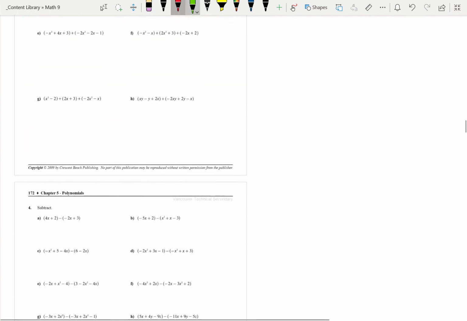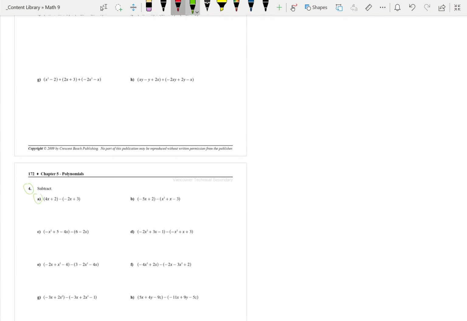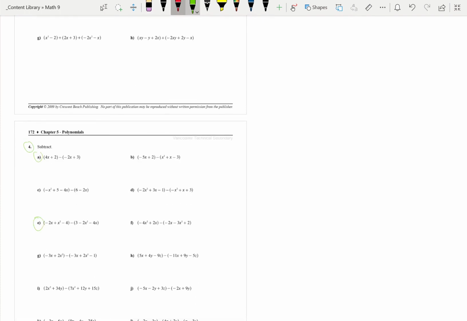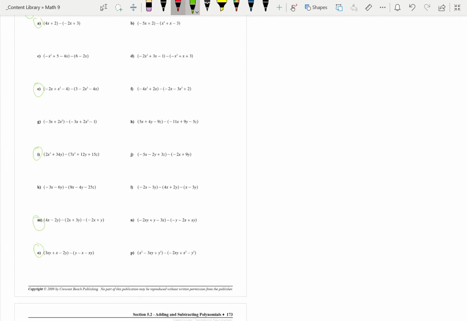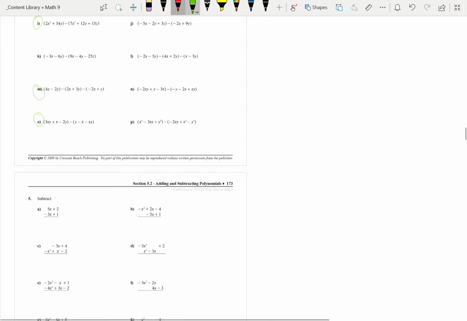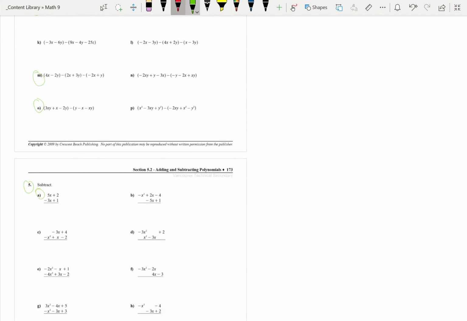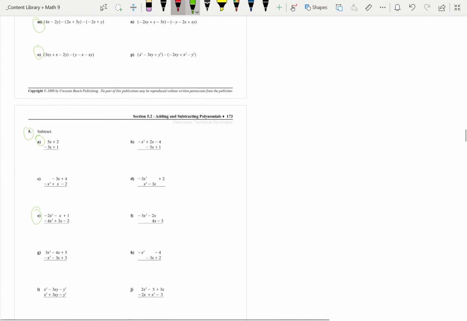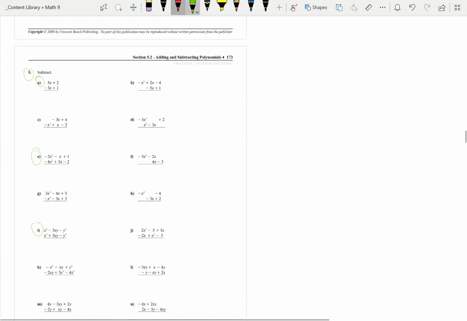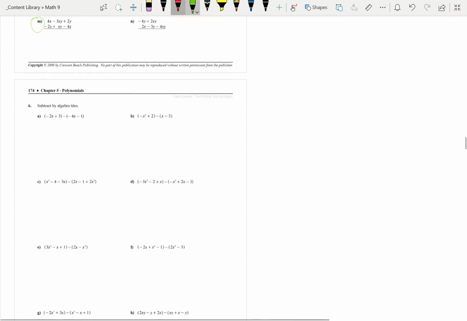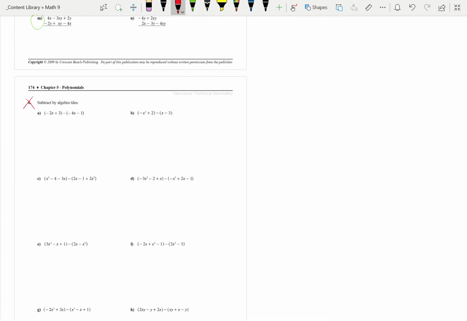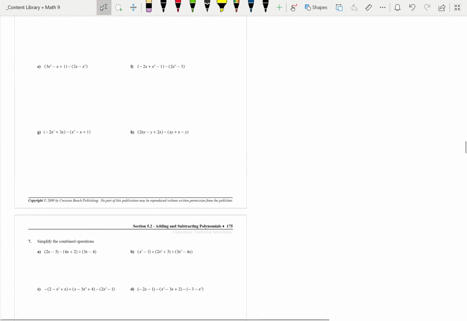Number 4 is the same thing, except now we are subtracting. So do every fourth one, but also do O. For 5, subtracting vertically, same idea, you are practicing which one you like more. 6 is a big ol' skip because it's algebra tiles. And then our medium questions.